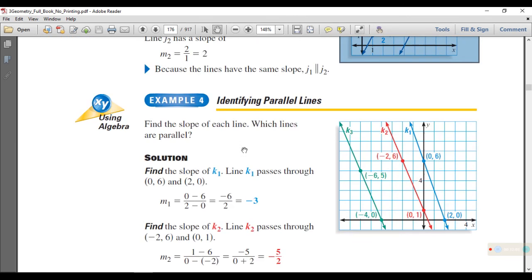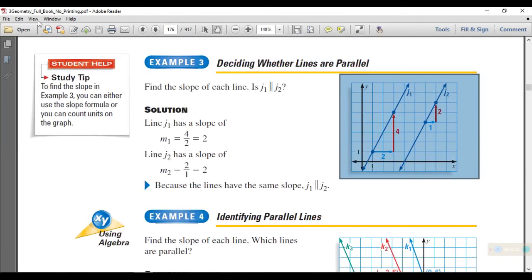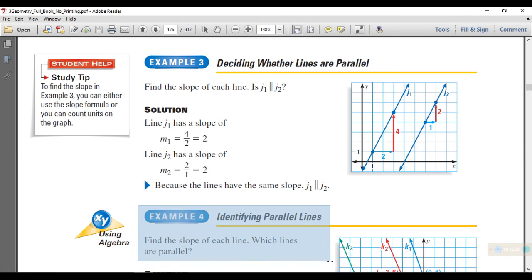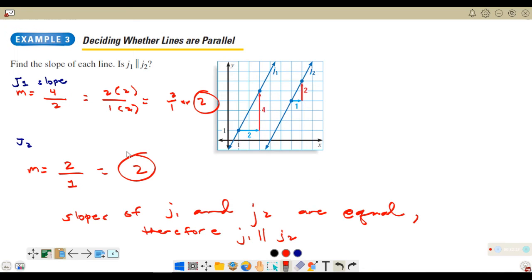Now, let's identify parallel lines. In this case, we are going to compute using the coordinates of the lines.